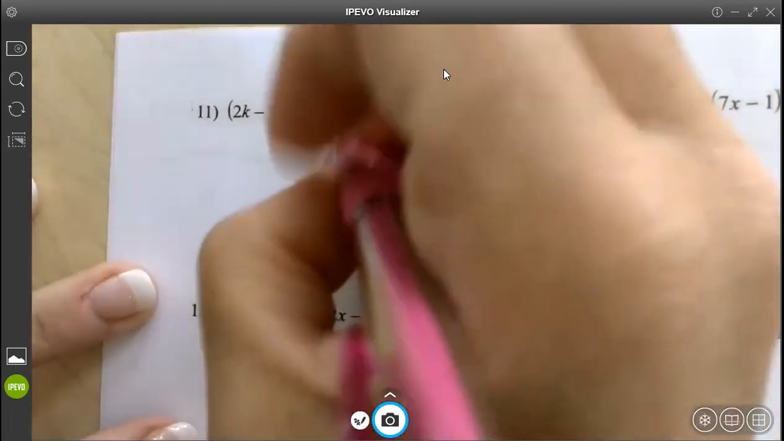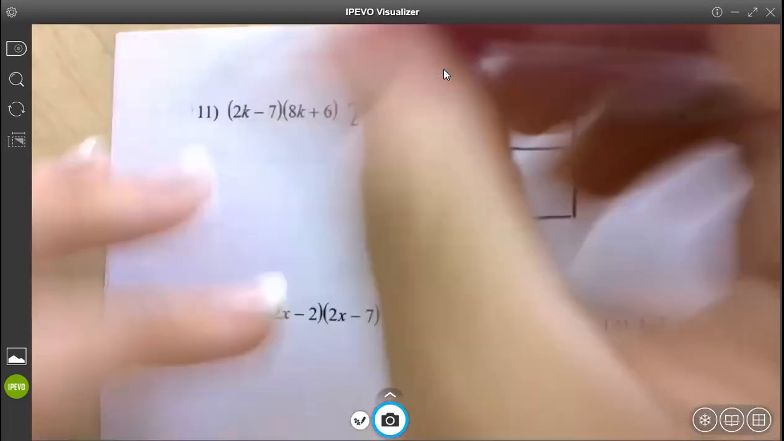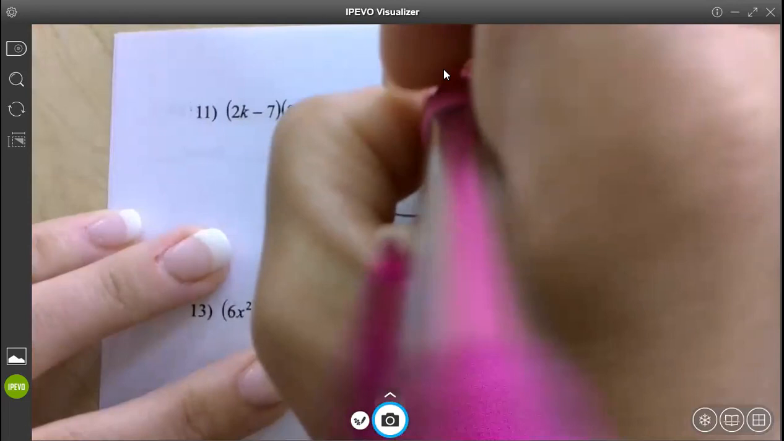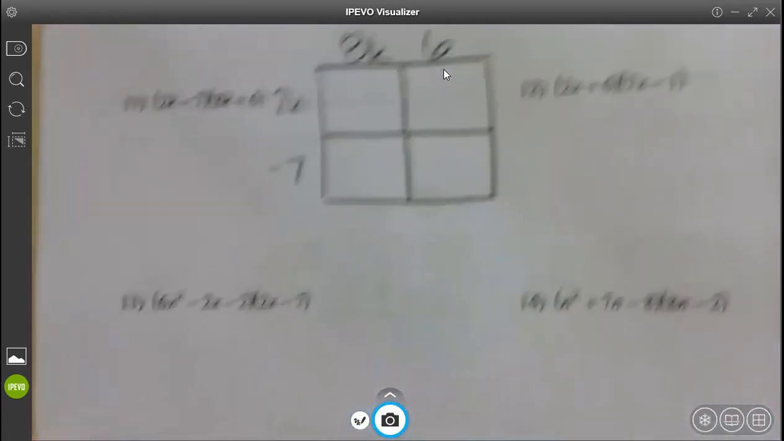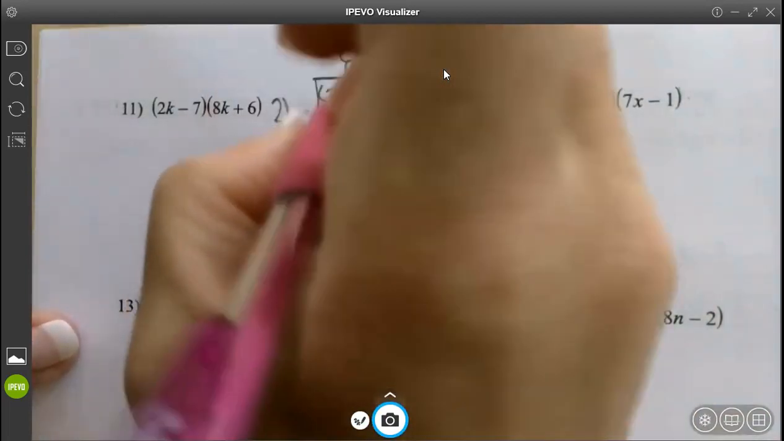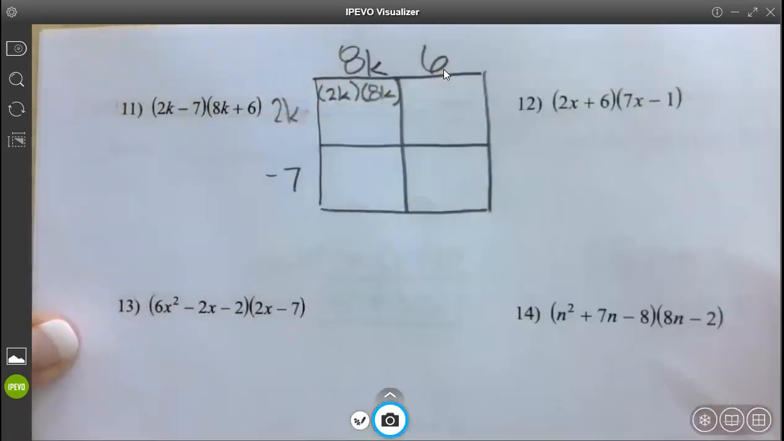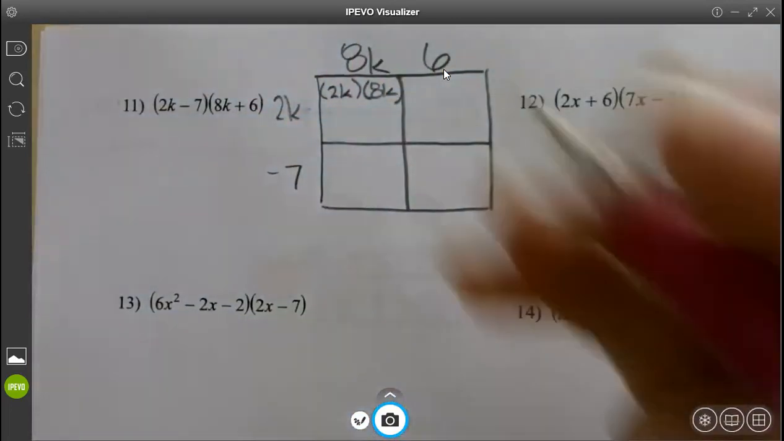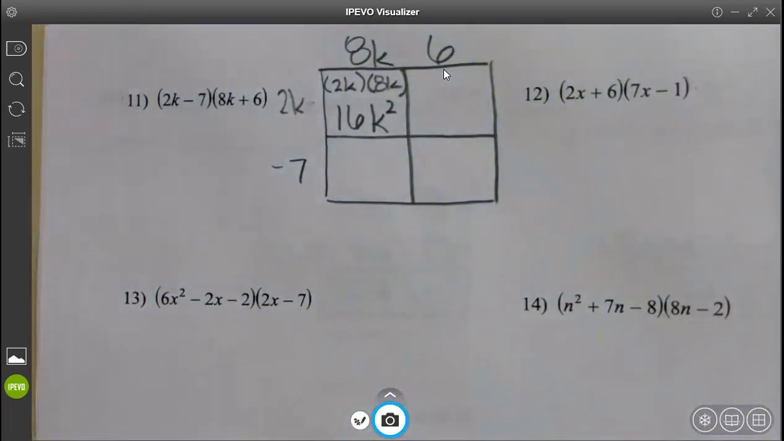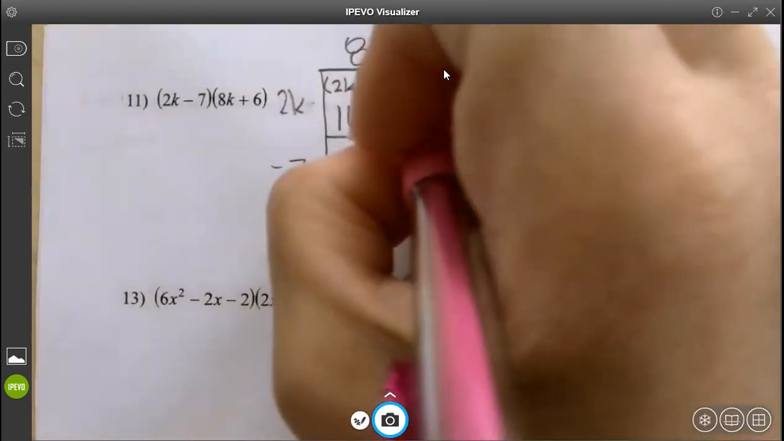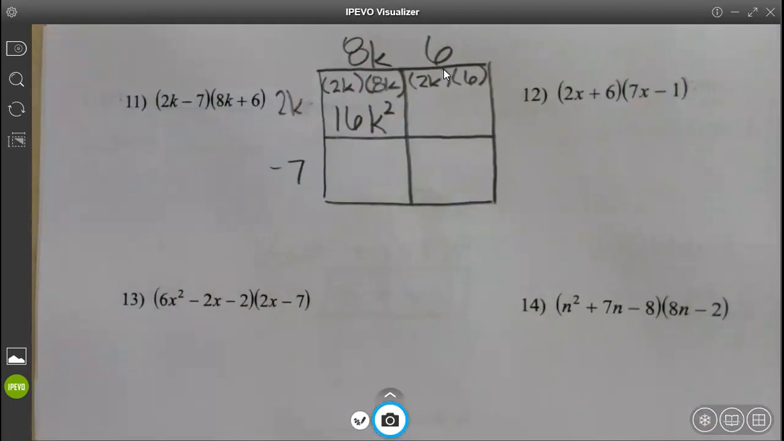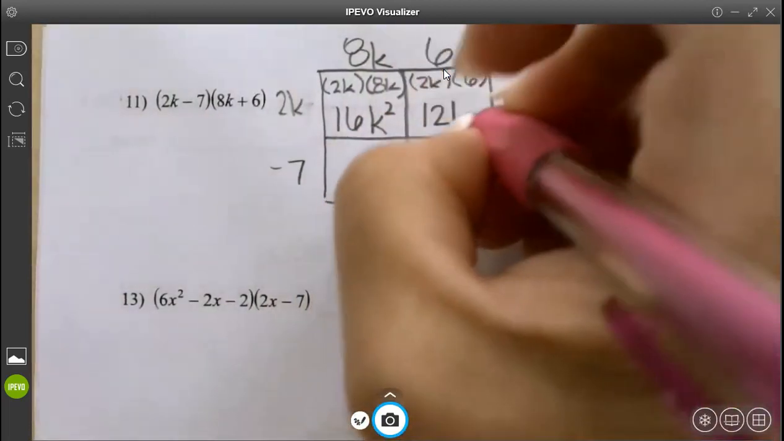One side is going to be 2k. Sorry, 2k and a negative 7. And one side is going to be an 8k and a 6. In the first box, 2k and 8k. 2 times 8 is 16, and there's 2k's. In the next box, 2k times 6. 2 times 6 is 12, and there's only 1k in that box.